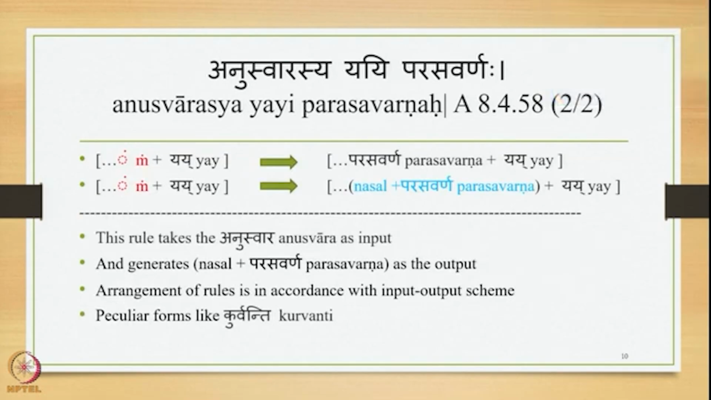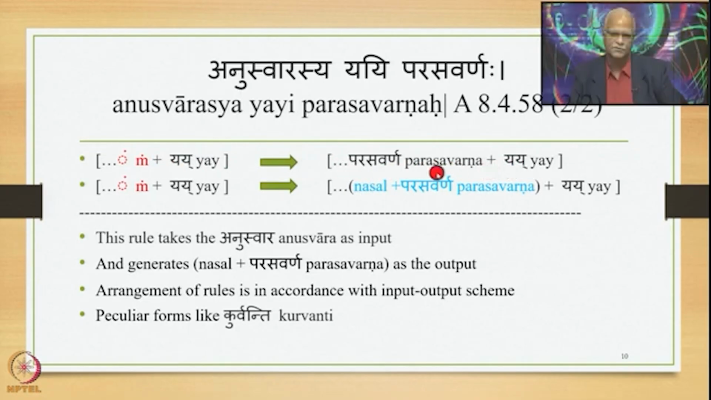This is an example. So if you have an anuswara followed by yai, this anuswara will be substituted by a parasavarna plus yai. So this has to be savarna with yai, but we must note that this parasavarna is replacing an anuswara, which is a nasal sound. So the closest substitution in place of this anuswara would be the nasal parasavarna of yai.